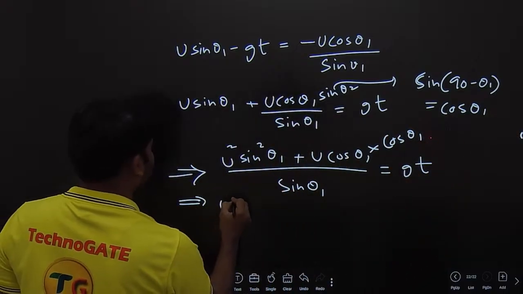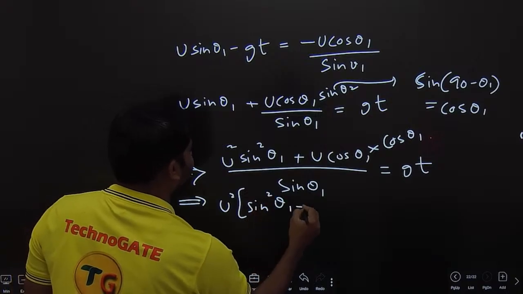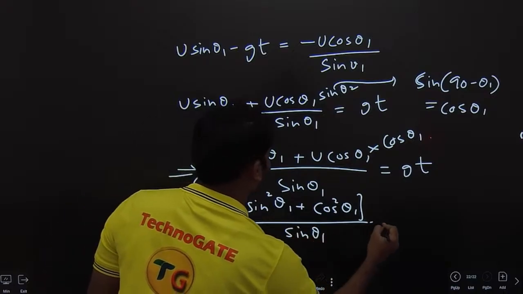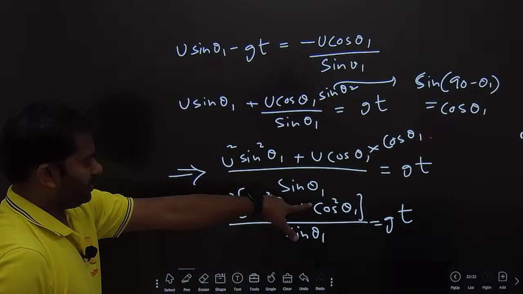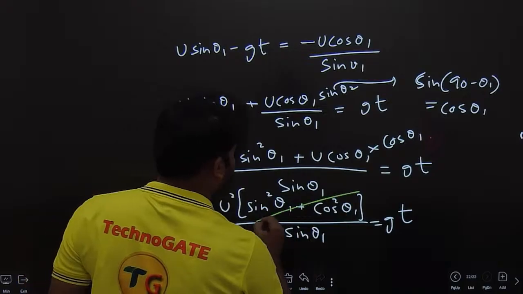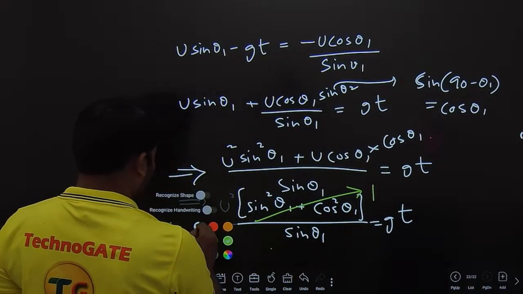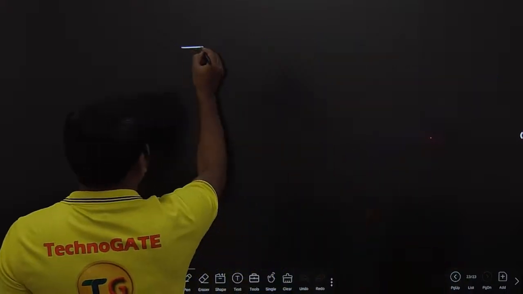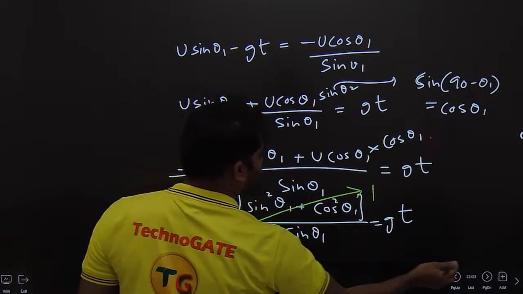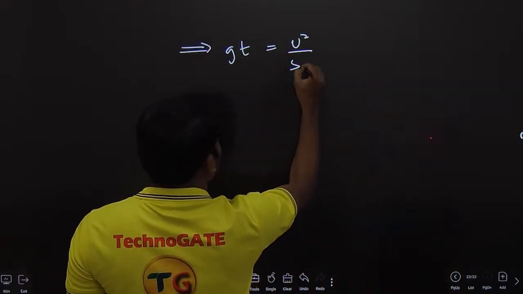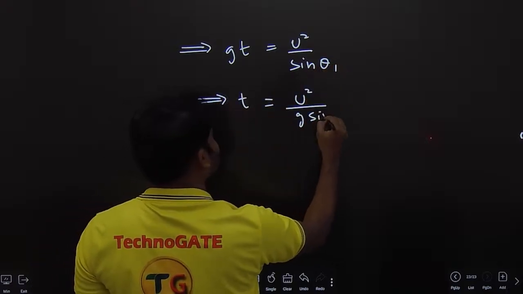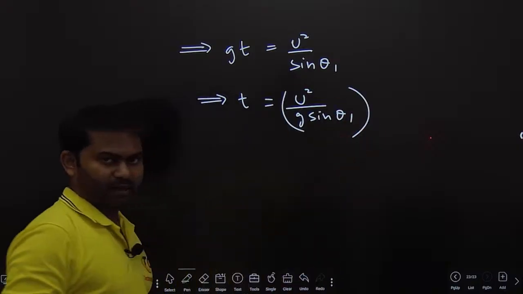So this means you are getting u square into sin square theta 1 plus cos square theta 1 whole by sin theta 1 is equal to gt. If you take this, both are adding up to 1, because sin square theta 1 plus cos square theta 1 is equal to 1. So we are getting gt value is equal to u square by sin theta 1. This means the time taken is equal to u square by g sin theta 1. So based on the initial angle of inclination, we are getting it like this.